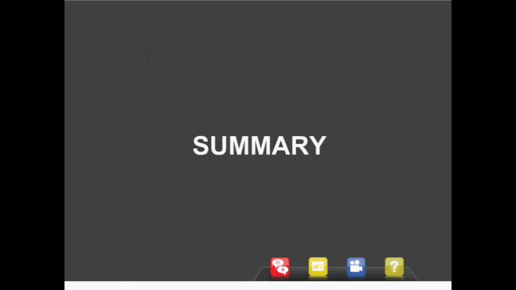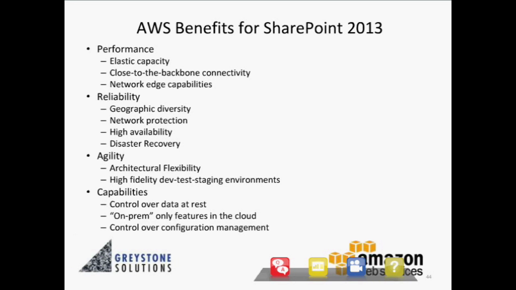So in summary, and by the way, I say this is a summary, but I've smuggled a couple additional points in here. Delivering SharePoint 2013 in an AWS environment delivers performance because I've got on-demand capacity. It delivers close to the backbone connectivity, and it delivers also close to the user data delivery. The part I've smuggled in here, I should say, is the reliability, the geographic diversity.